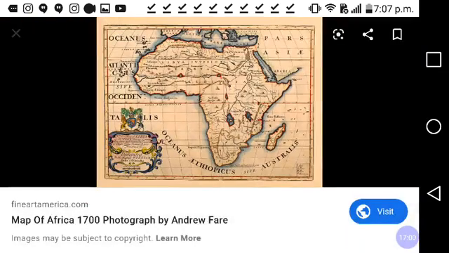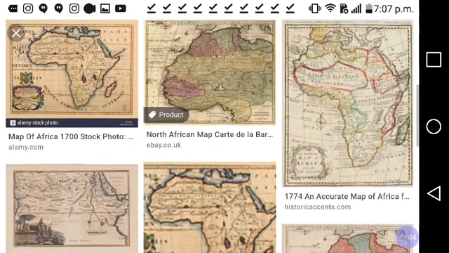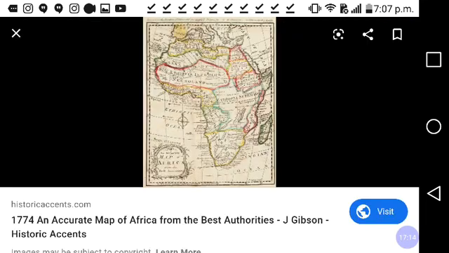Now we point to this right here, right? This is 1700, right? 1700. We have, I think that's the same map over there. There's a particular map. Okay, here it goes over here. You see the 1774? Let's click on the 1774. They say this is an accurate map of Africa. But as we look at the map, we're going to see that the name is not Africa.